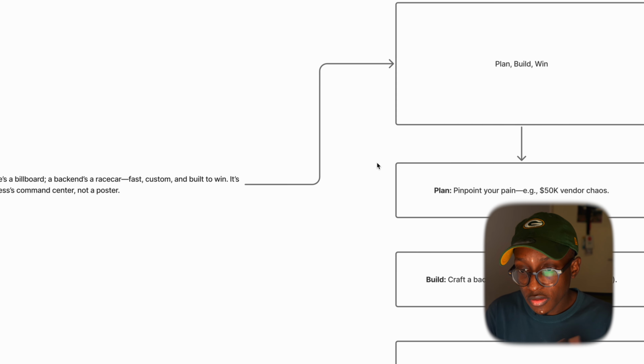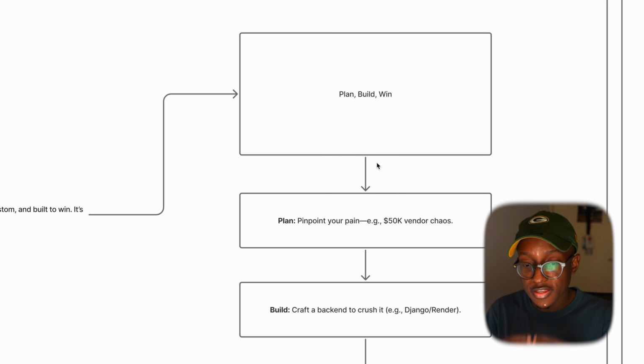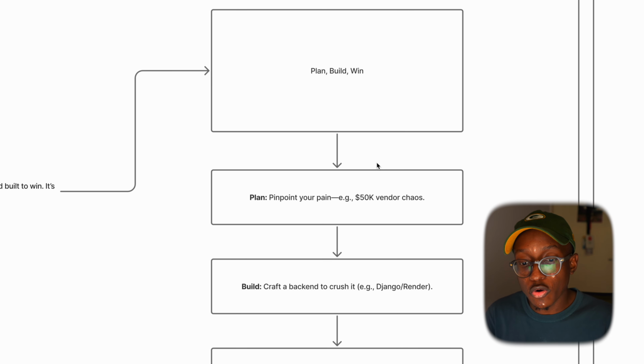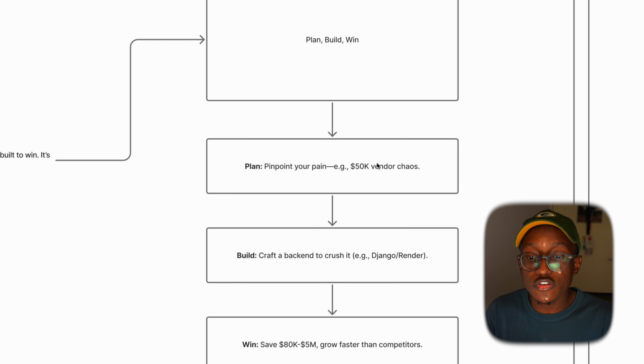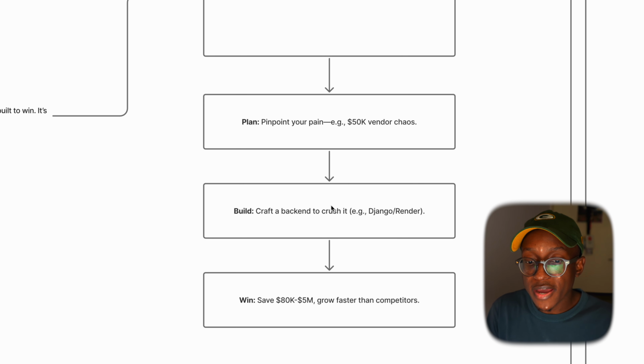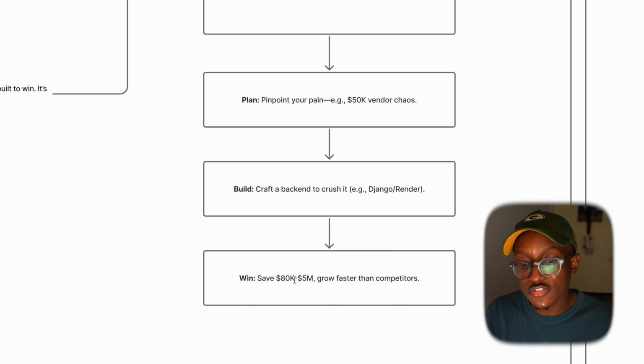And this means that we fall into three main things, again with our process, which is plan, build, and win. With this, we can pinpoint our pain, which, for example, maybe 50K in vendor chaos. Everyone's not knowing what to do, so then we're not understanding where the bottlenecks are within the business. So then we can build a backend to crush it using Django or Render, which are basically technical systems that we use for that. And then we win by saving 80K to 5 million, growing faster than competitors. Because this system on the back end of your website can drive so much potential if you execute it right.